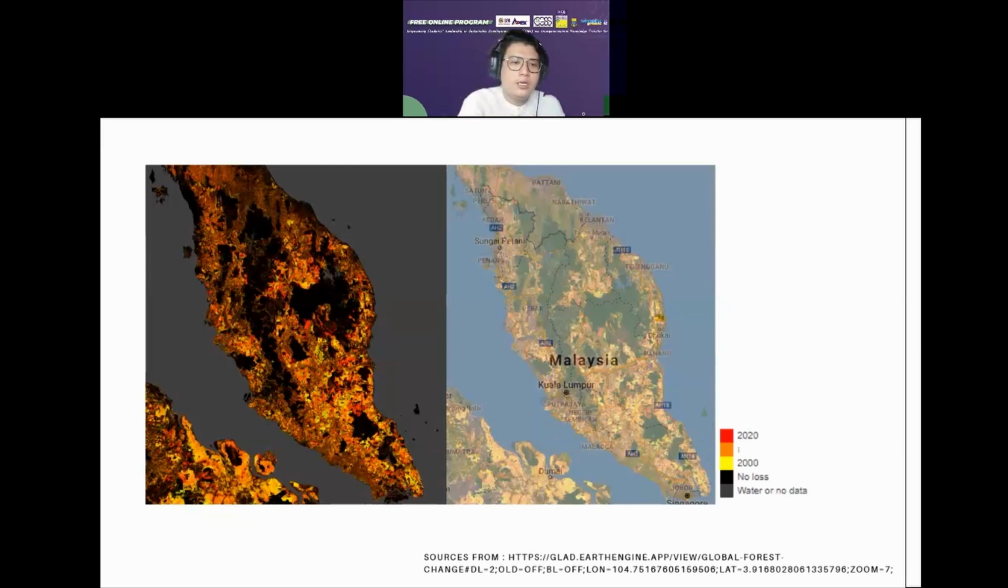And even if I zoom in, you can see those black spots even have some red, indicating that in the past year, deforestation has already started in those black areas. In another 20 years, there might not be any black areas. So we need to help in reducing the demand for trees.